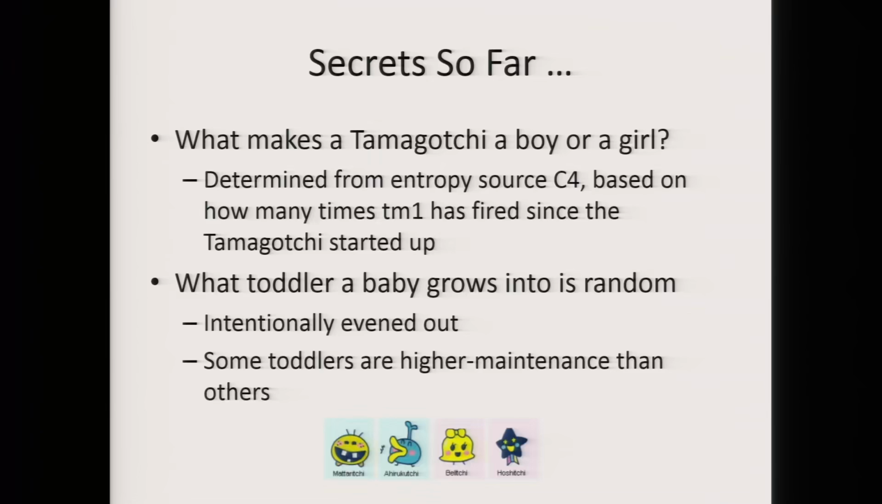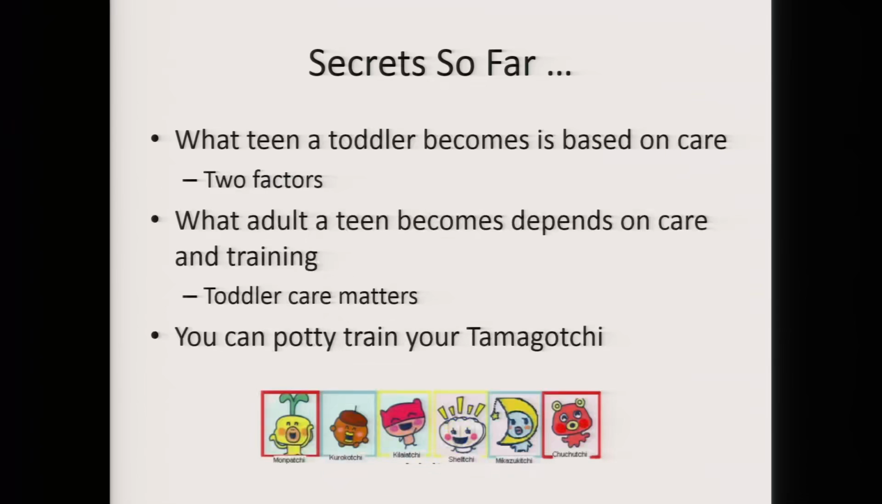Also, I found out, you start off with a baby Tamagotchi that grows into a toddler. And I found out that this is completely random, except sometimes it's evened out. So basically, if you had one toddler last time, it's more likely than not you'll get a different toddler the next time you raise a Tamagotchi. What I also thought was fun was that some toddlers are higher maintenance than others. Some you hardly need to care for and they'll become the best teenager. And some you've got to care for a lot, and it doesn't even seem to have an effect.